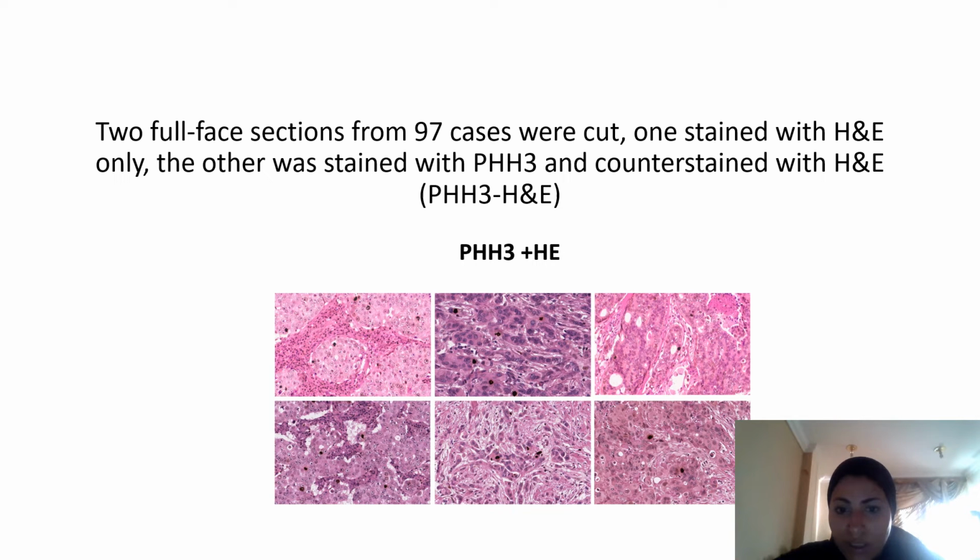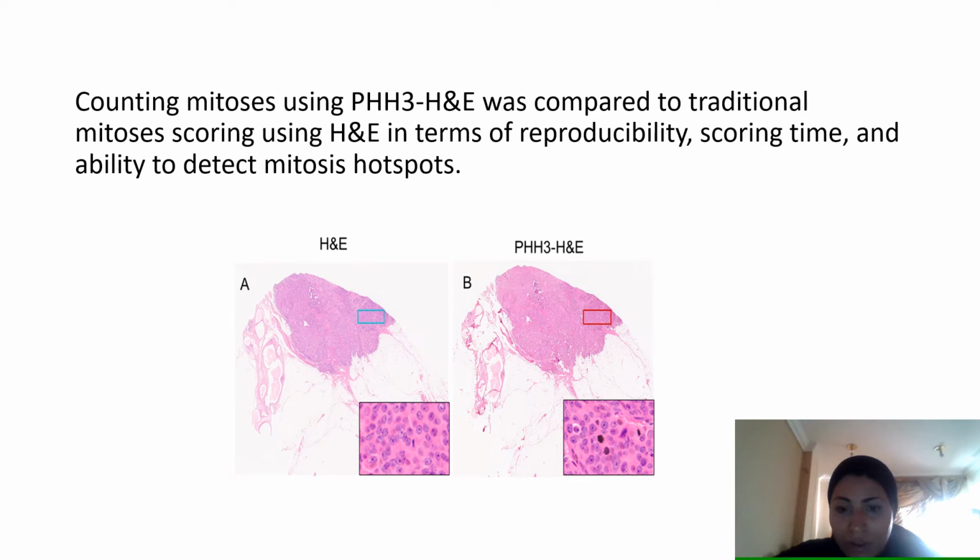In 97 cases, we cut two full face sections, one stained with H&E and the other stained with PHH3 and counterstained with H&E. Then pathologists counted mitosis using both techniques and compared them to each other in terms of reproducibility, scoring time, and the ability to detect mitotic hotspot areas.